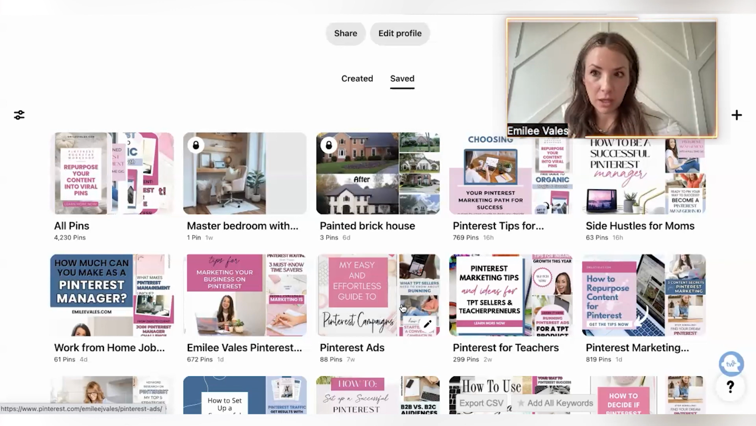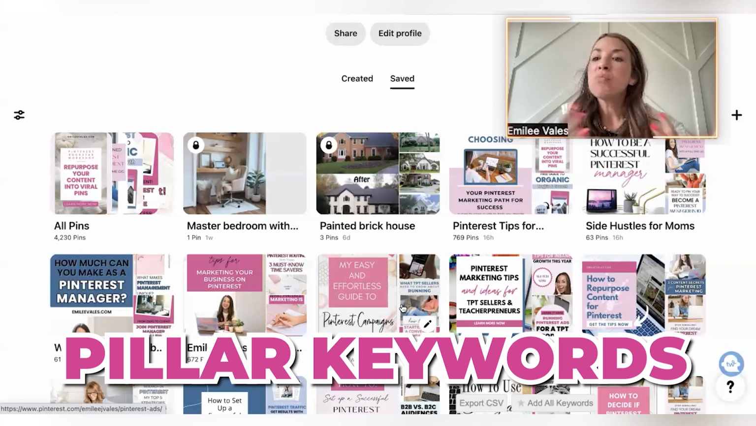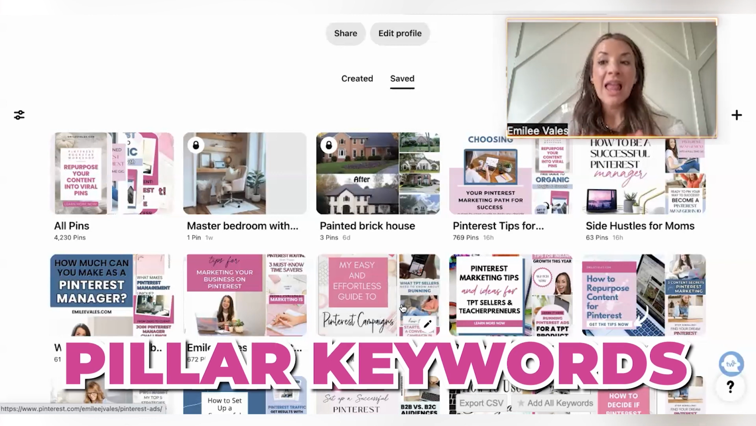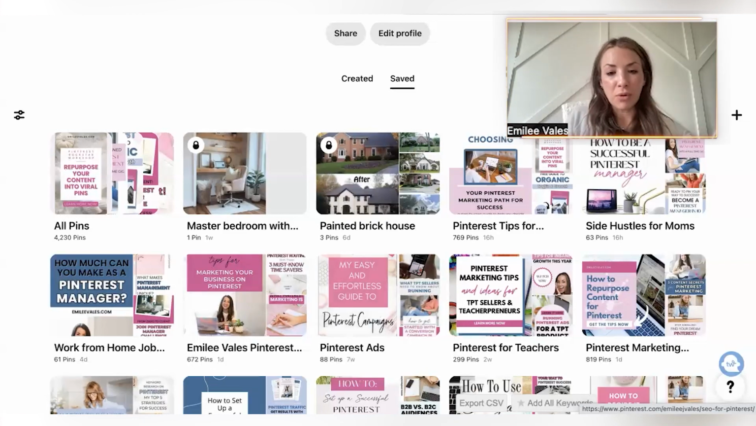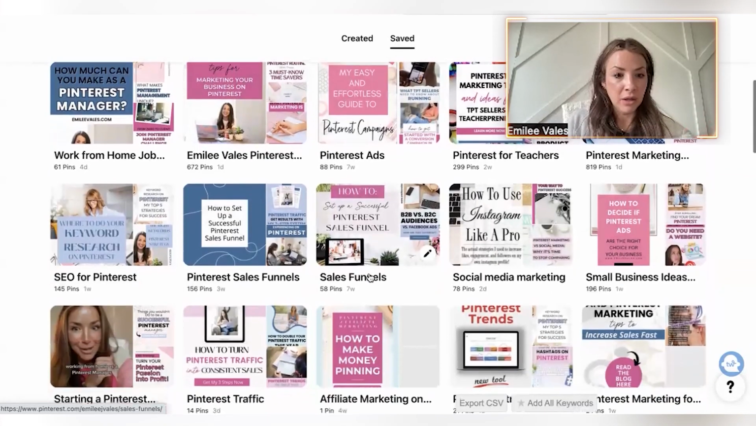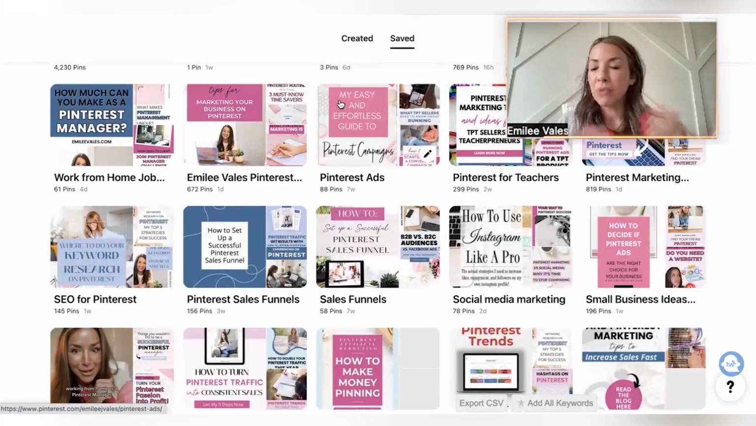to be specific though, because your boards can rank not only on Pinterest, but also Google. And when you have such a broad name for a board, it becomes more challenging to rank for those specific pillar keywords. So pillar keywords are 1 to 2 words. Long tail keywords are typically 3 to 5 words. So for example, a pillar keyword for me might be Pinterest ads. Okay, that's 2 words. And here's an example, I was looking at somebody's boards recently.